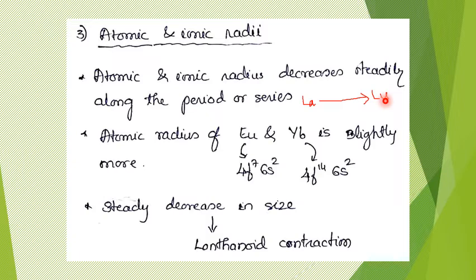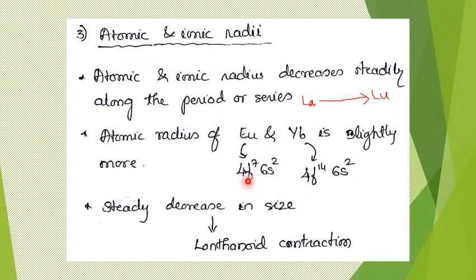Always exceptions should be remembered. Exception to this is the atomic radius of europium and ytterbium. These two elements can show 2 plus oxidation state. We had met these two species in oxidation states, the earlier property, right? So these two have slightly more atomic radius than this gradual trend, whatever is expected. From that gradual trend, slight deviation is observed in case of these two elements, and that is because again their electronic configuration is responsible for that.